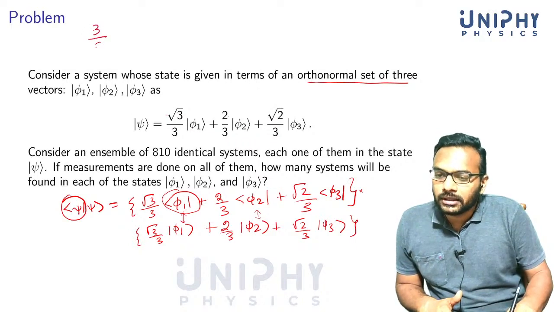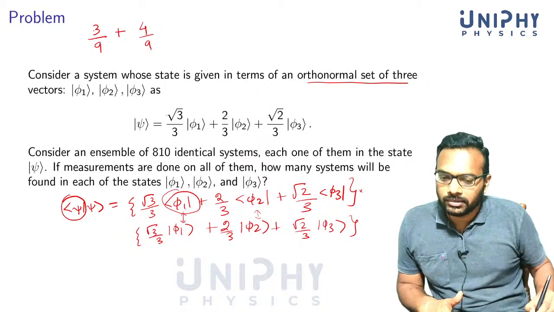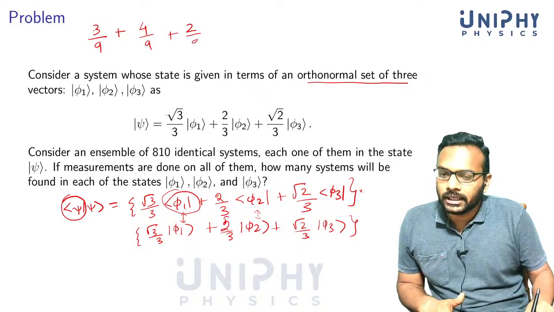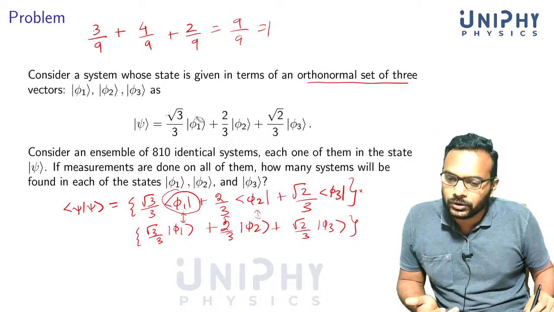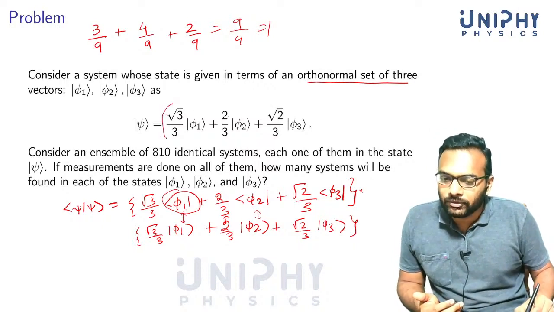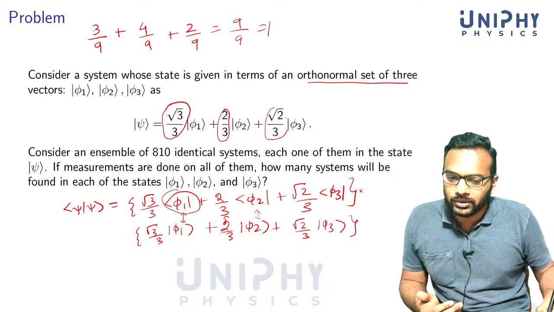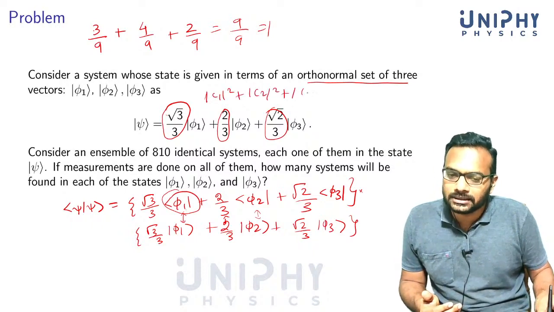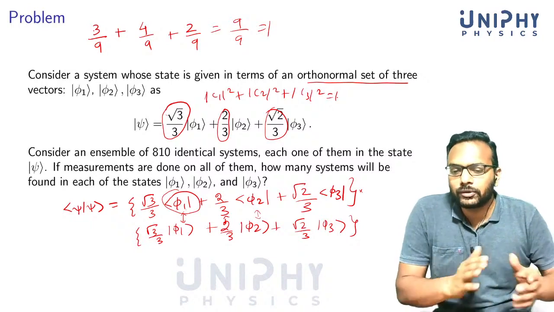So it would be 3 by 9 plus 4 by 9, multiplying these two, plus 2 by 9, so that is 9 by 9 equal to 1. So you see that it is normalized. Now normally you may not have to do all these things, because once you choose an orthonormal basis, the expansion coefficients squared give the probability. You can simply add modulus of C1 squared plus modulus of C2 squared plus modulus of C3 squared and see that it's equal to 1. You may have to do only that.